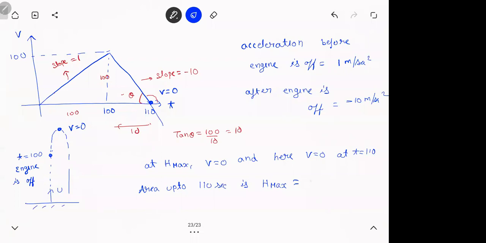Are you getting it? So what is the area now? Base is 110, height is 100. That is 5,500 meters.